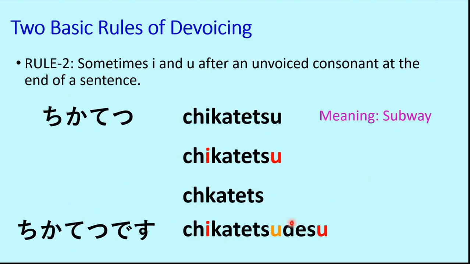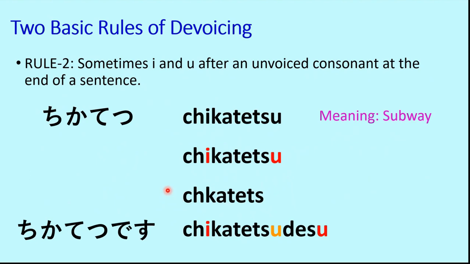Another example is chikatetsu. You know, chikatetsu means metro or subway. So it's written as chikatetsu. Now we can see, according to rule 1, this e sound between ch and k gets devoiced. So it becomes chikatetsu. And here, it will not be tetsu because this is according to rule 2. If it is the end of the sentence, then the u sound followed by an unvoiced consonant also gets devoiced. So it becomes chikatetsu, not chikatetsu.